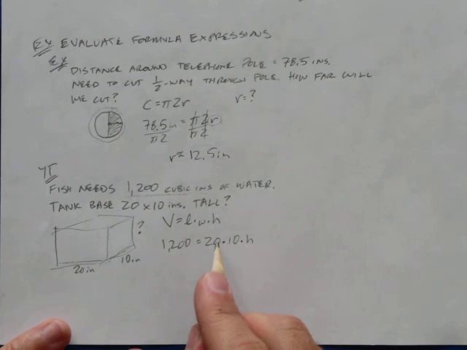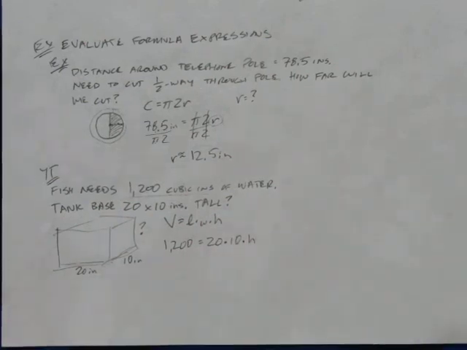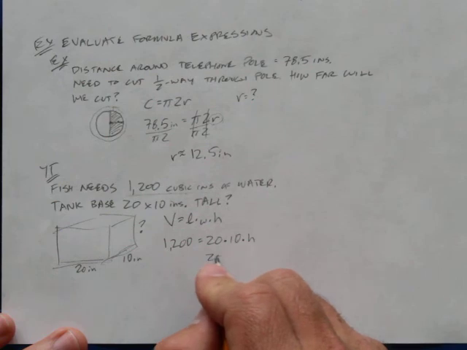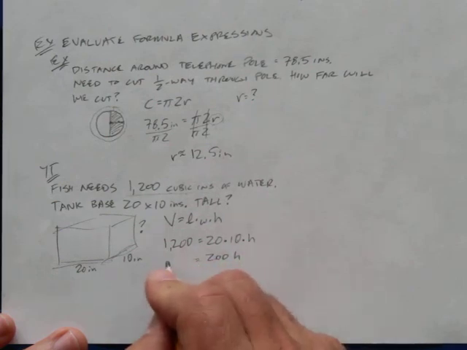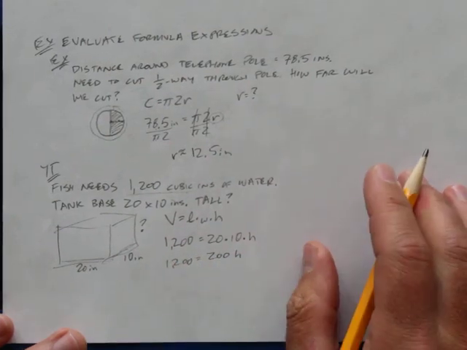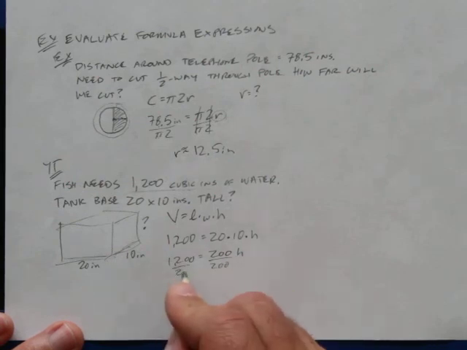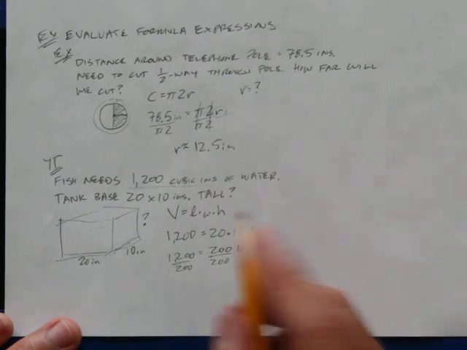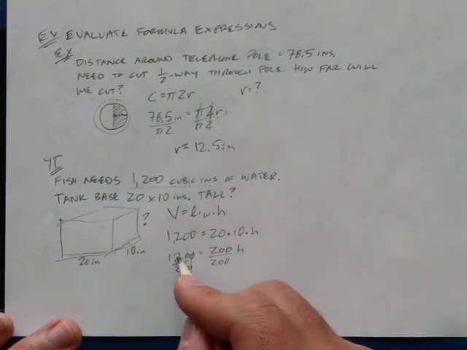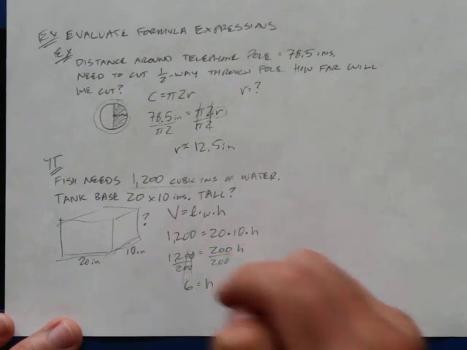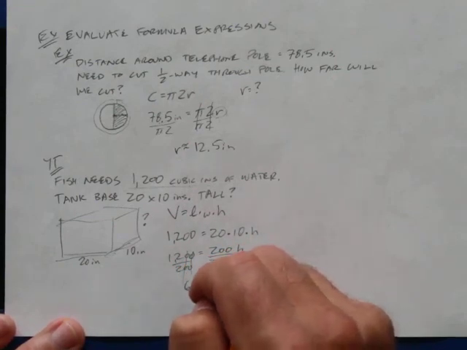So I say 20 times 10. Oh, I didn't have you stop. This is a U-try. Oh, goodness. Oh, well, it's okay. 20 times 10 is 200, times h equals 1,200. I want the h by itself. Divide by 200, divide by 200. So this goes away, this goes away. 12 divided by 2 is 6. The height needs to be 6 inches.